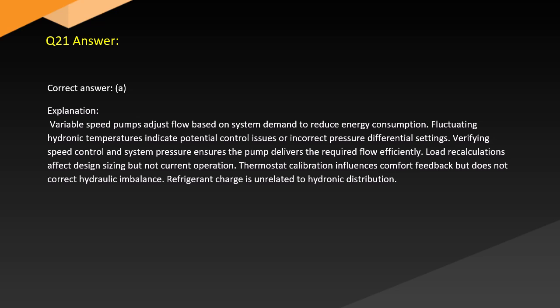Answer. Correct answer, A. Explanation. Variable speed pumps adjust flow based on system demand to reduce energy consumption. Fluctuating hydronic temperatures indicate potential control issues or incorrect pressure differential settings. Verifying speed control and system pressure ensures the pump delivers the required flow efficiently. Load recalculations affect design sizing but not current operation. Thermostat calibration influences comfort but does not correct hydraulic imbalance. Refrigerant charge is unrelated to hydronic distribution.